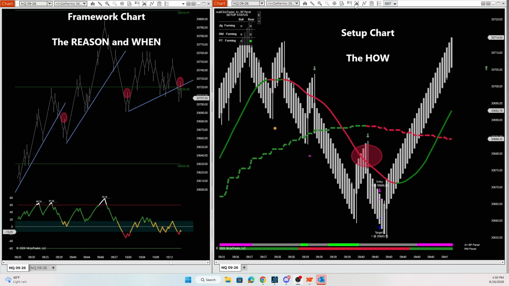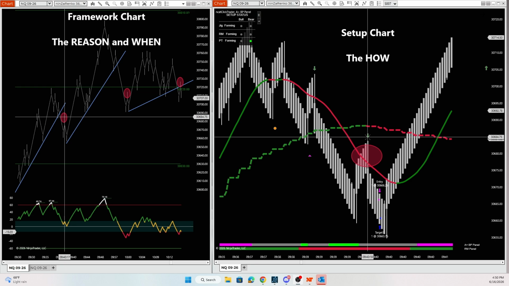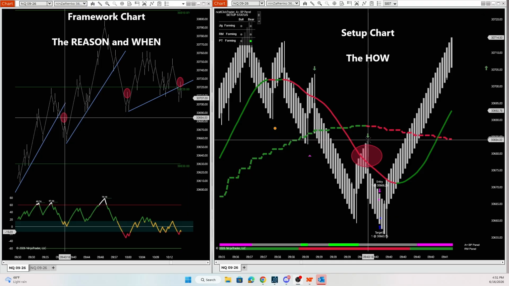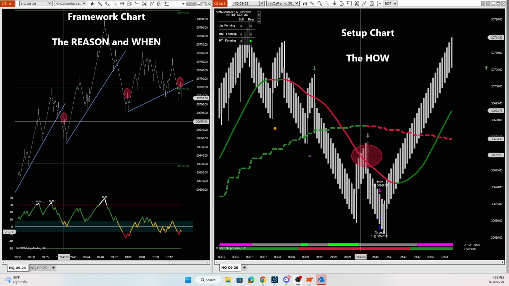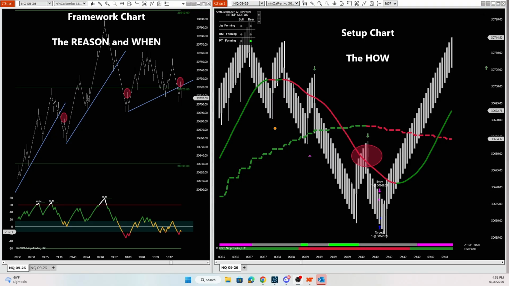And we will look over here on our setup chart. This is the how. This is where our A Plus software has our categorized pullbacks. And this is a jiggle. The arrow represents the shallow pullback, a jiggle. So we take that for an easy scalp.